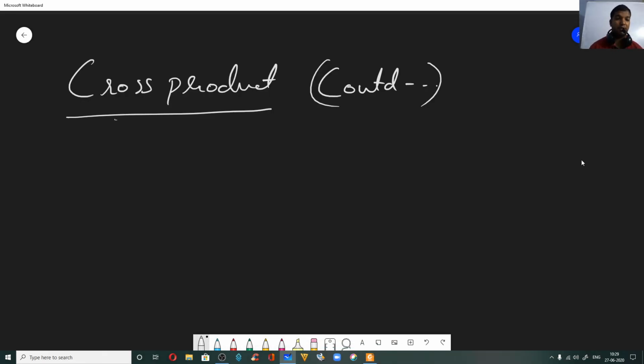Okay, let us continue with cross product. Yesterday I think we left at A cross B is not equal to B cross A, right? So cross product does not obey the commutative law. Today we'll see what happens if you try to cross negative of vector A with negative of vector B. Now this is easy to understand.